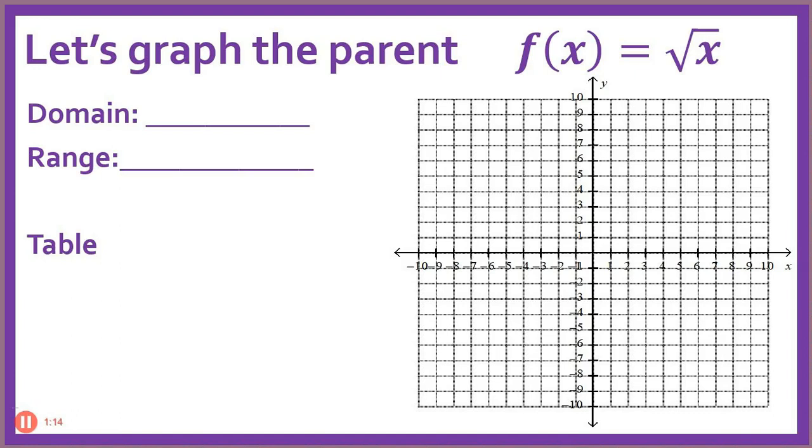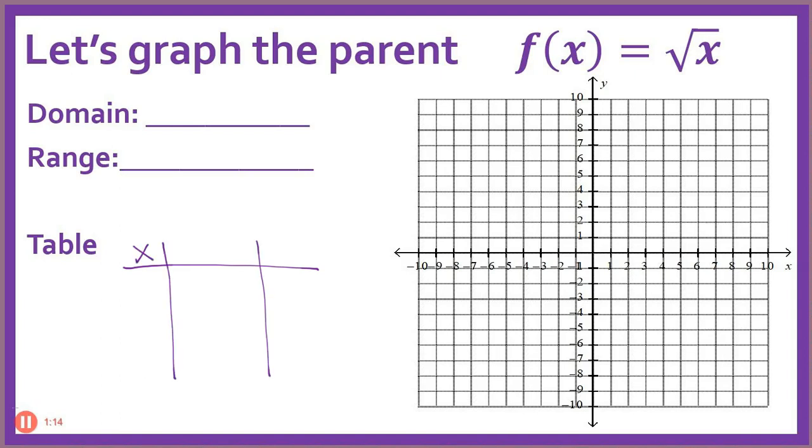Let's begin graphing square root functions. And let's start off with the parent. Every function has a parent. So the parent of a square root is f of x equals the square root of x. So let's work on building our table for that.